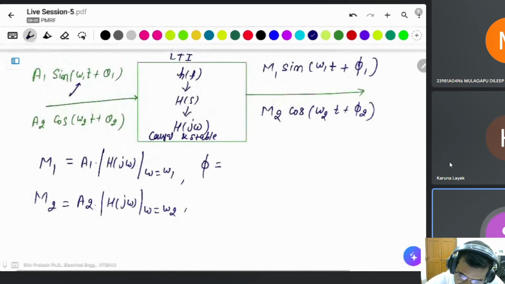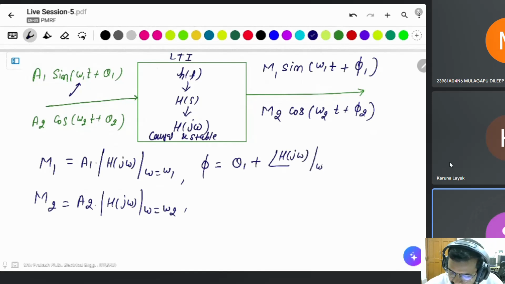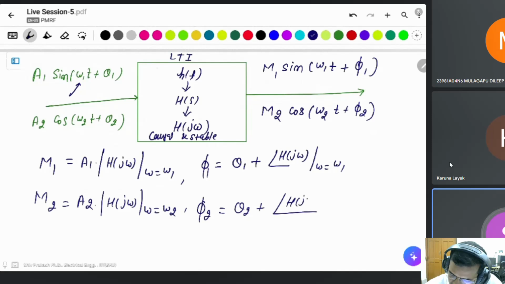The output angle is this angle theta 1 plus the angle of your system. What is your system angle? It is the angle of H(j omega) at the given frequency. This will be phi 1. Same thing for phi 2: theta 2 plus the angle of H(j omega) at omega equal to omega 2, the given frequency.